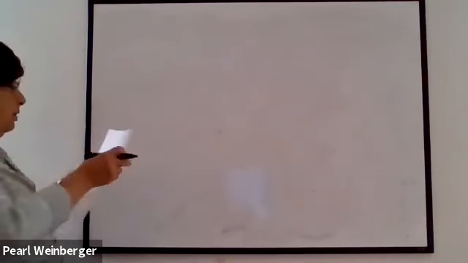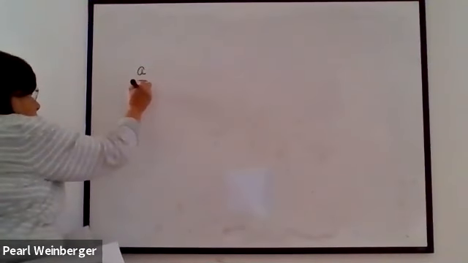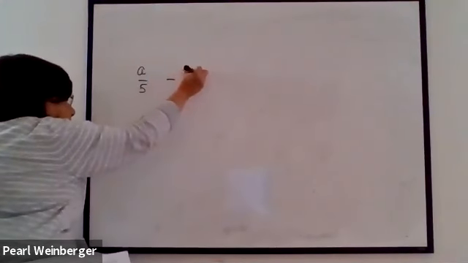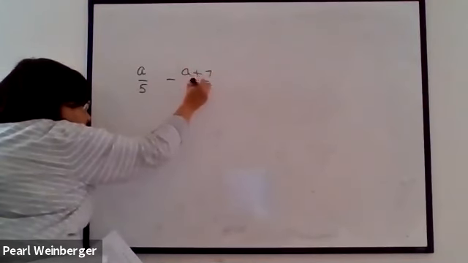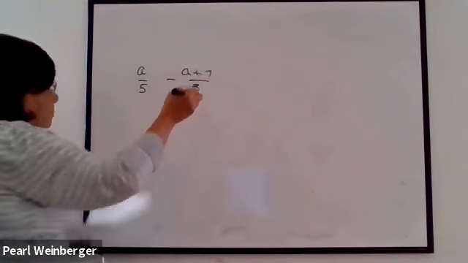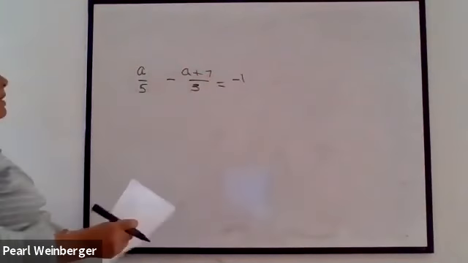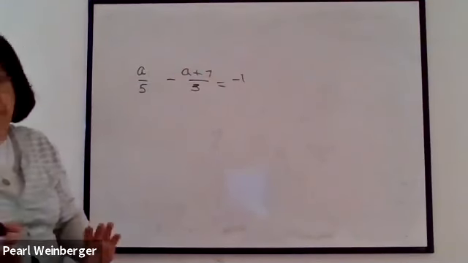Suppose I gave you this equation: a over 5 minus a plus 7 over 3 equals -1. Okay.